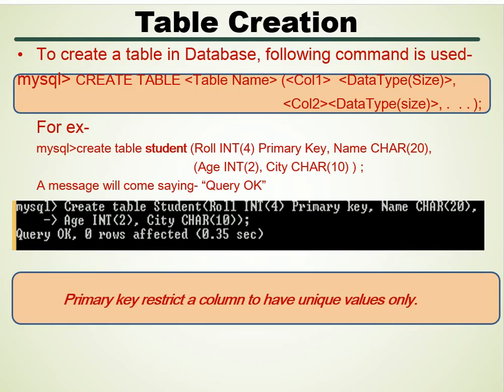The next field is age, data type int and the size is 2, comma. Next field name city, the data type is char and the size is 10. Then bracket close and the last semicolon, means your command has been completed. And then you will press enter. After pressing enter, it will show the message query OK. Like see here, query OK, 0 rows affected, means your table has been created.